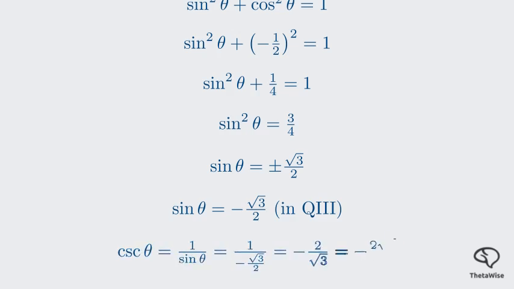Finally, we use the reciprocal identity for cosecant. Cosecant theta is 1 over sine theta. That's 1 over negative root 3 over 2, which is negative 2 over root 3. Rationalizing the denominator, we get our final answer, negative 2 root 3 over 3.